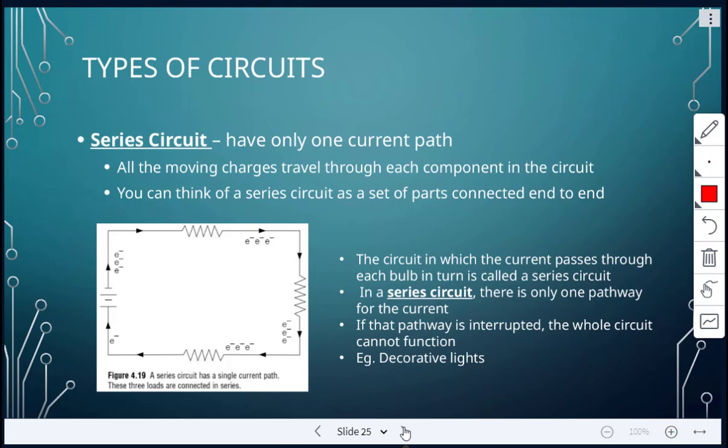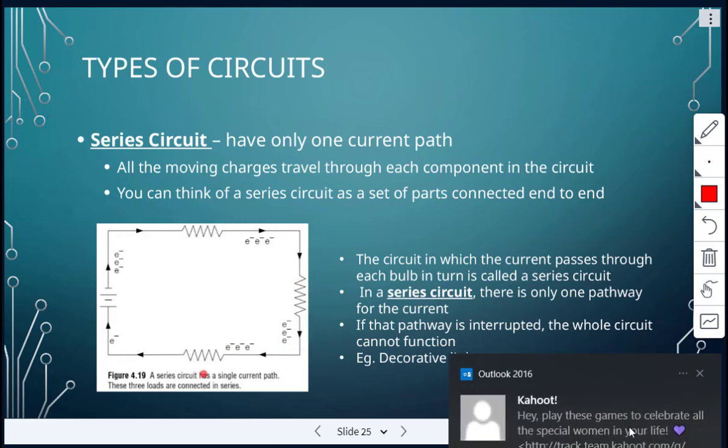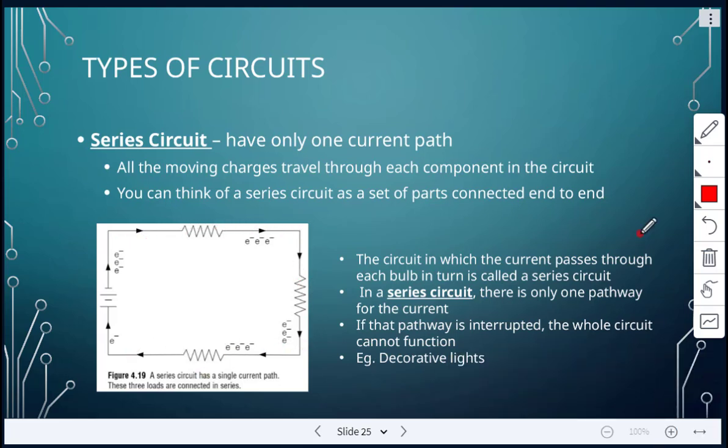The first type here is a series circuit. A series circuit only has one pathway. It's only got the one current path. Therefore, all the moving charges are traveling through each component in the circuit. They're going to go through everything. You can think of a series circuit as a set of parts connected end to end. If the current is passing through each bulb in turn, it's called a series circuit. There's only one pathway for the current.